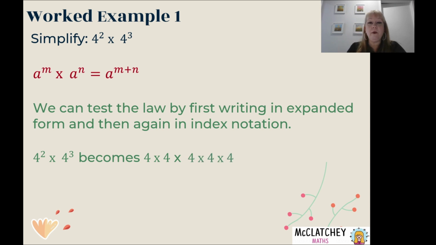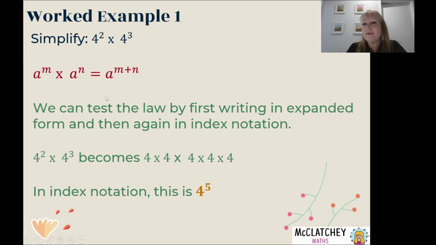So if we now put that back into index notation, then I've got 1, 2, 3, 4, 5 of those 4s being multiplied. That's simply 4 to the power of 5. So you'll notice this is how the index law works. We've first expanded this out, and then this 2 here and the 3 here add together to become the 5.